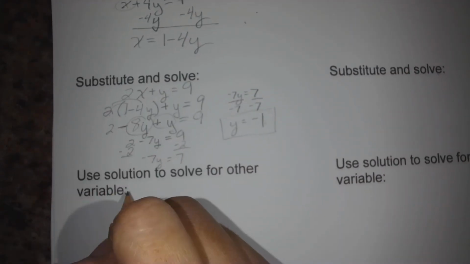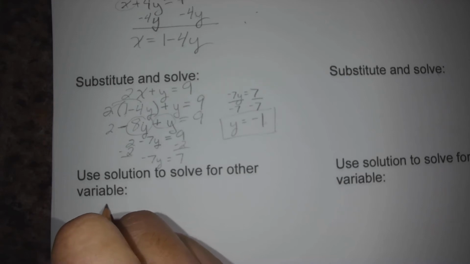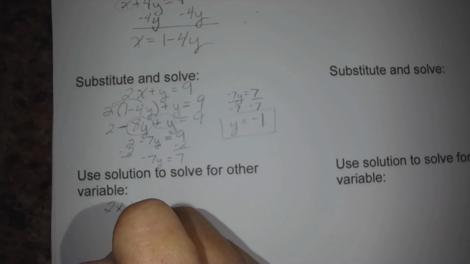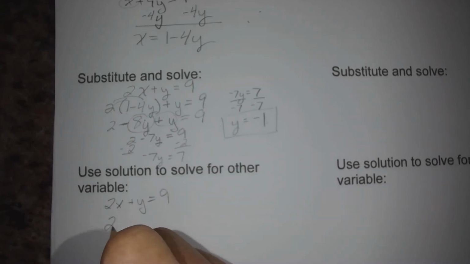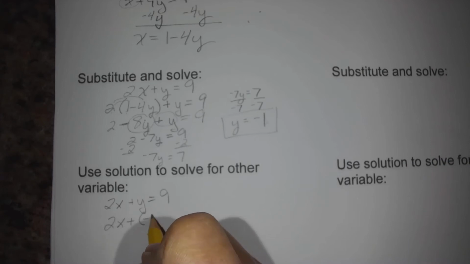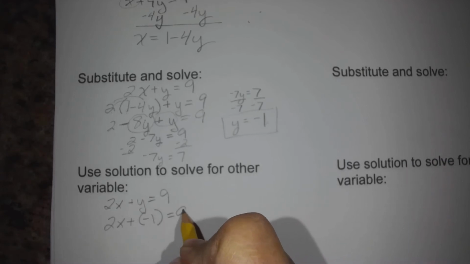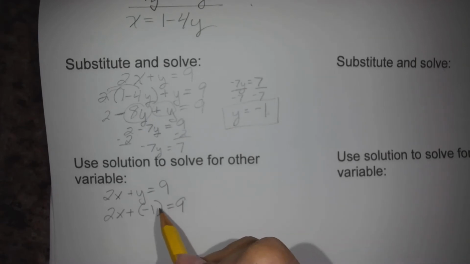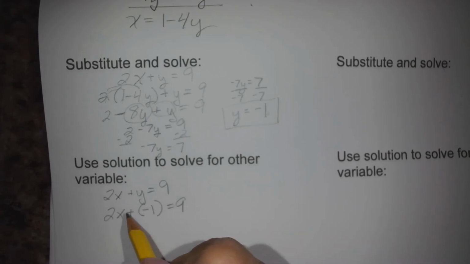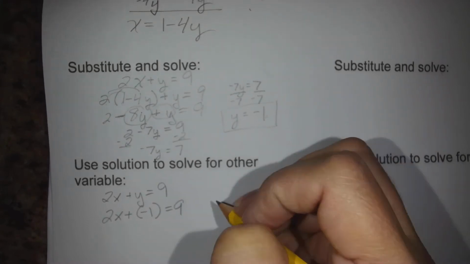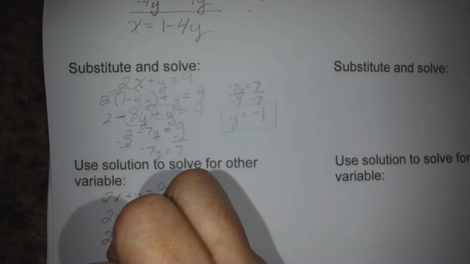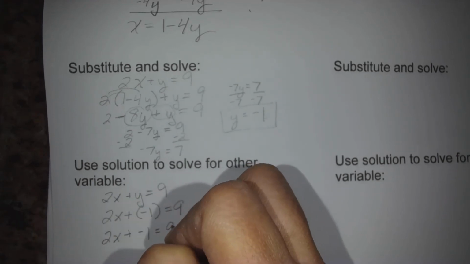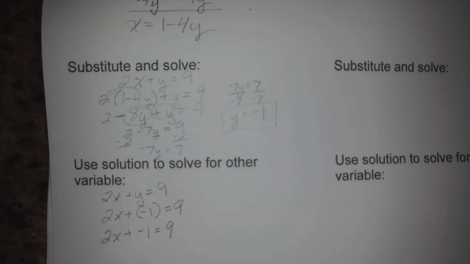So I'm going to go with the first one. Let's see what happens. So 2x plus y equals 9. Substitute this value we just found. So 2x plus negative 1 is equal to 9. I'm going to solve for x now. Do I need these parentheses? Well, not necessarily. So you can go ahead and take them out. Some of you are comfortable with taking them out of the parentheses. That's fine. I'm going to solve for x. Go ahead and pause the video, come back and check your solution.